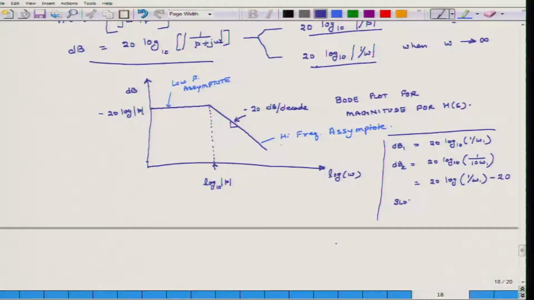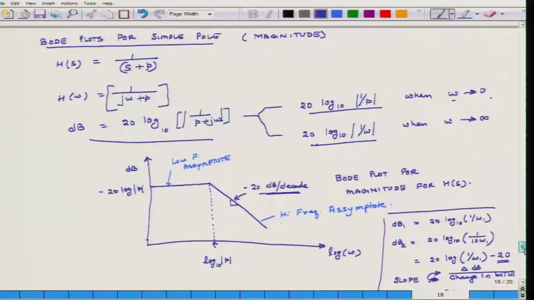So, what I see is that if I increase the frequency by a decade, the slope is change in dB by change in log omega. The change in decibels is minus 20, and the change in log of omega is one decade. So it is minus 20 decibels per decade.